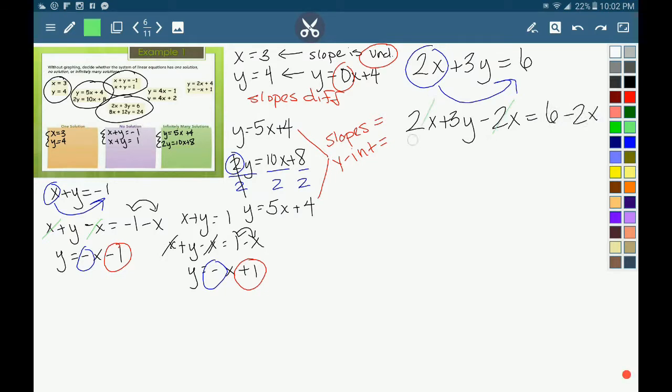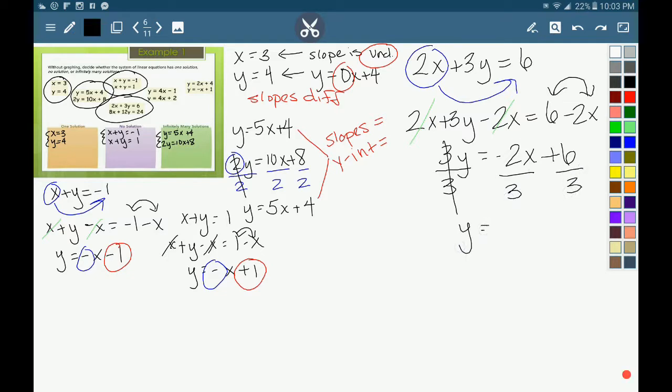So my 2x's become 0, and I'm left with 3y is equal to, again, I'm going to switch these around so that it goes mx plus b and not b plus mx, -2x plus 6. I don't want 3y though. It's y equals mx plus b, not 3y equals mx plus b. So I need to divide by 3, but if I divide by 3 on one side, I have to divide both terms on the other side. So I end up with y equals -2 over 3x plus 6 divided by 3 is 2.